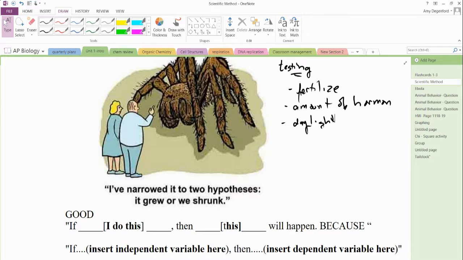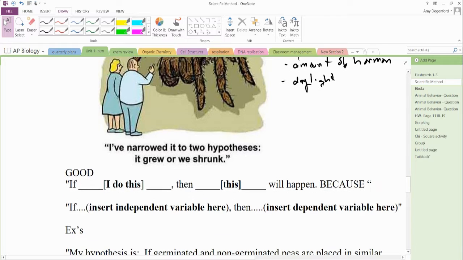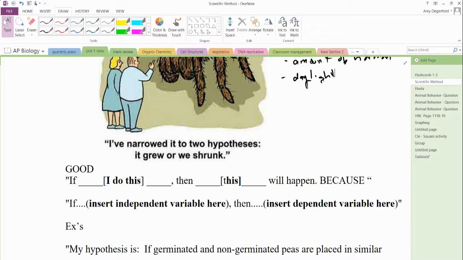And what we do is we write the hypothesis including the independent variable. So for instance, here's a good example. And we write it as an if-then statement. You're probably familiar from geometry with if-then statements. If I do this, then this will happen. And then usually you follow it with what you think is the explanation, because.